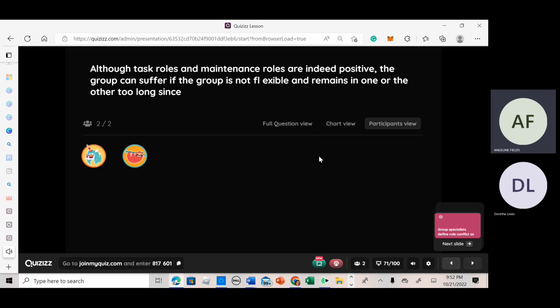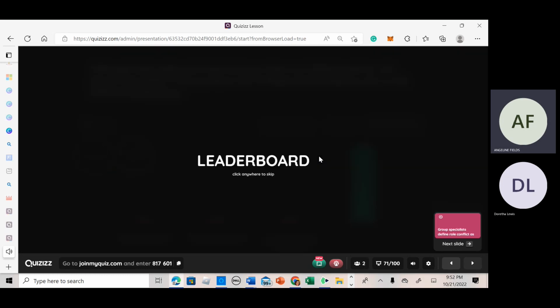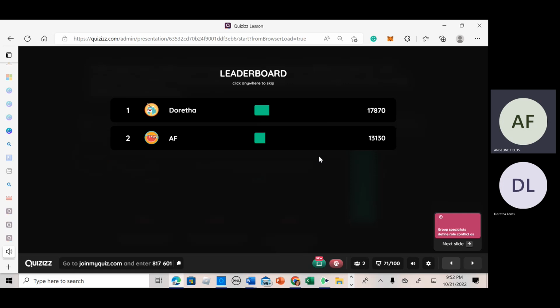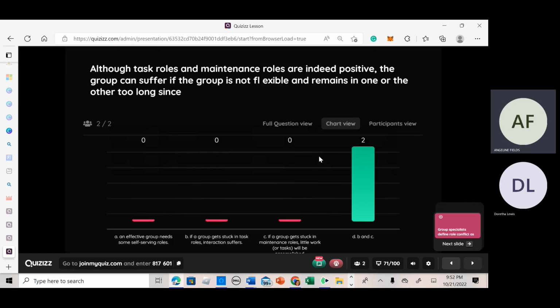So the correct answer is if a group gets stuck in task roles, the interaction suffers. And if a group gets stuck in maintenance roles, little work or tasks will be accomplished. Task roles and maintenance roles are indeed positive, but the group can suffer if it is not flexible and remains in one or the other for too long. This clarifies the point made earlier that group members ideally will be flexible and able to change roles.